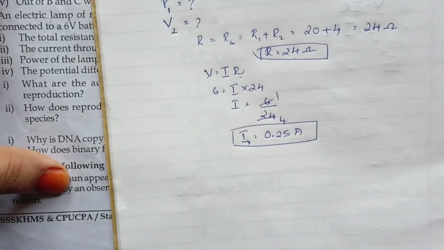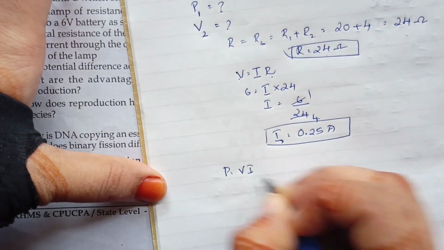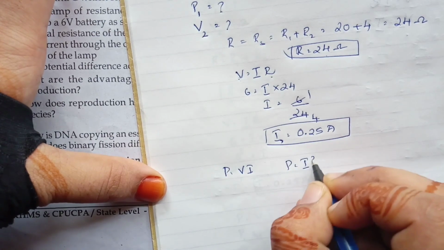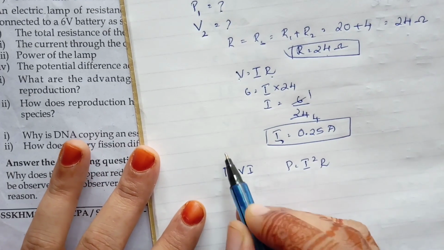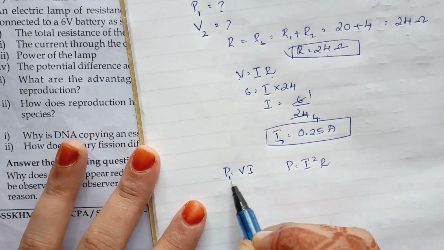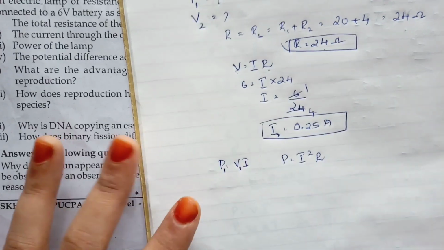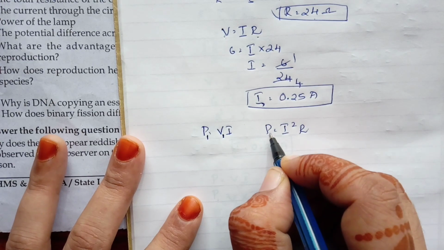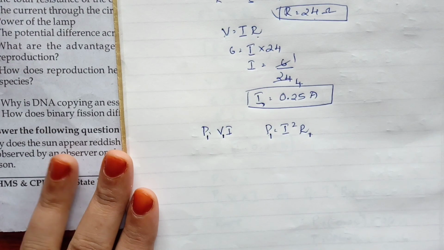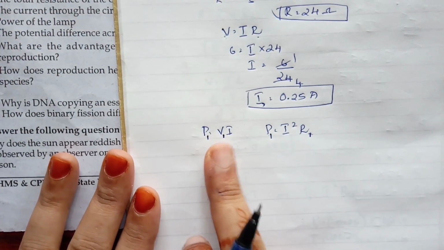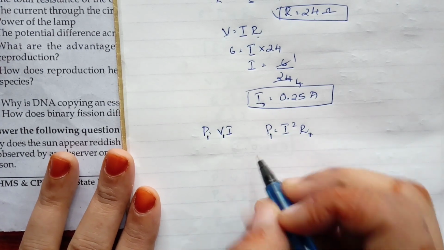Next I need to find P1. For finding P, I have given you two formulas. One is P is equal to VI and the other is P is equal to I square R. To know which one to select: since I'm finding it for the lamp, it's P1, which means I need the voltage of only the lamp. If I use the other formula, I is common for all, so I need R1. If I use VI, I need to calculate V1 extra. Here I need no extra calculation, hence I'll go for this formula.